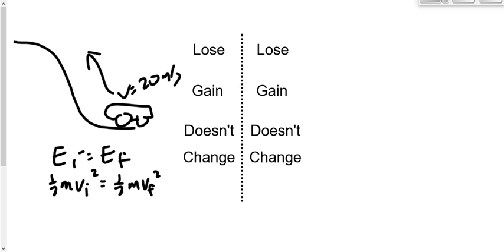What happens when it reaches the top in terms of potential? Does it have potential now? Yeah, sure, it has potential to fall back down to the bottom of the hill. So we'd say it would be mgh.